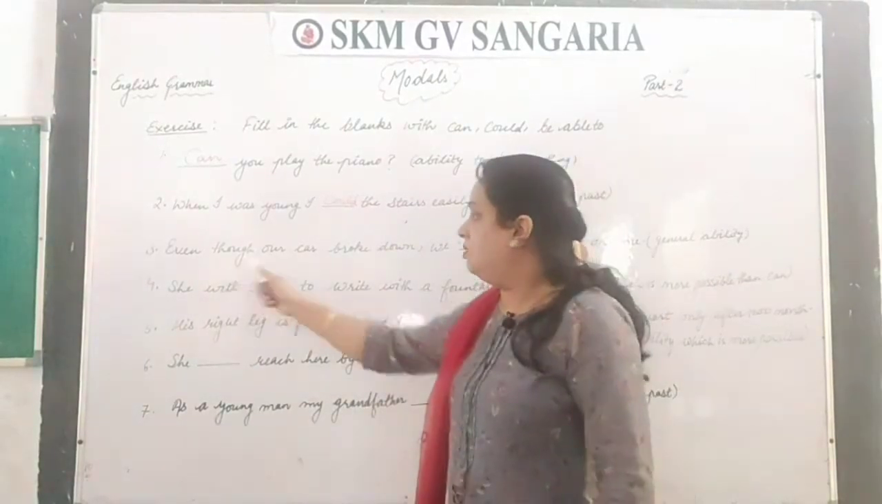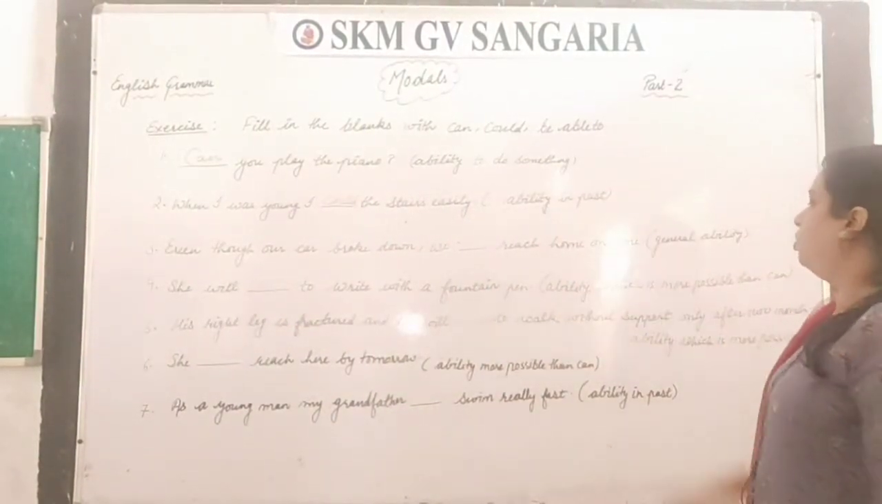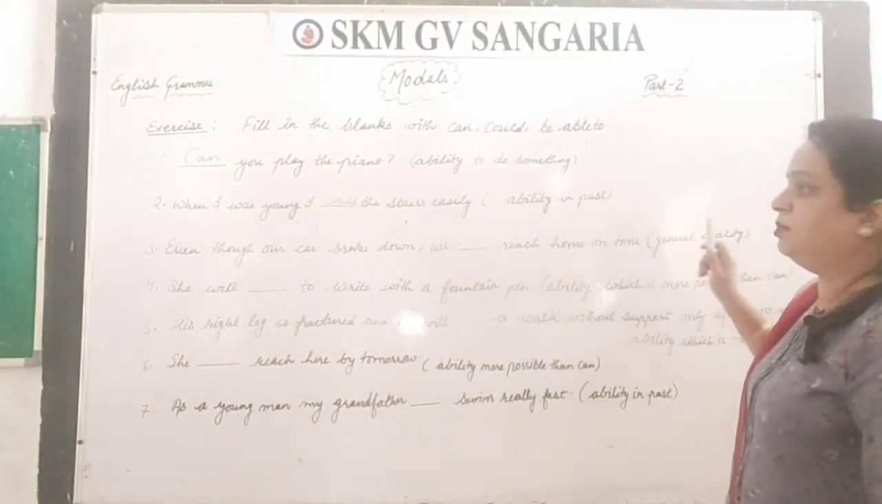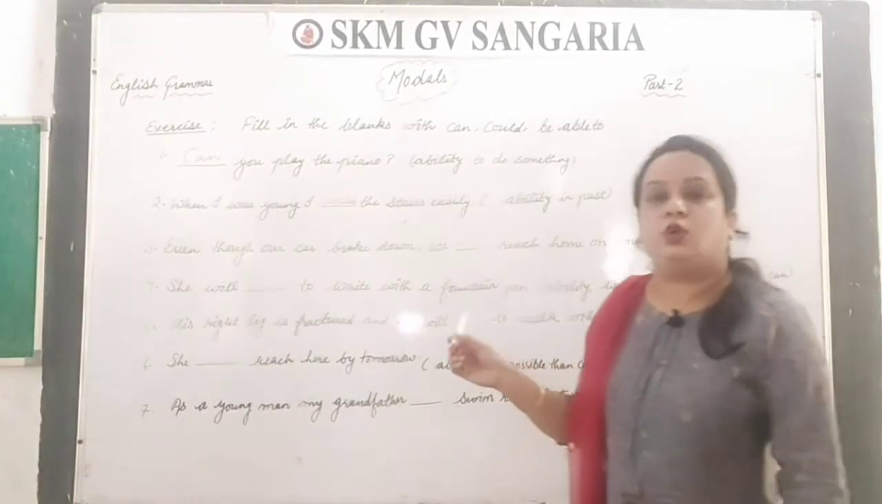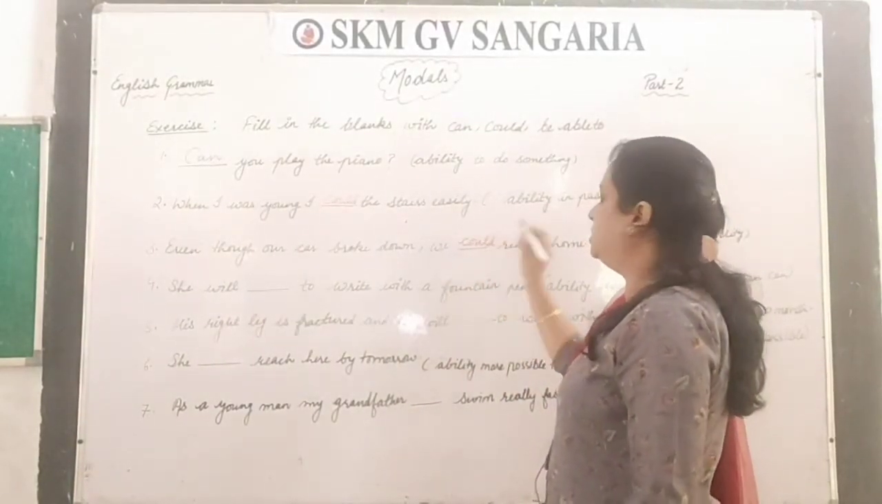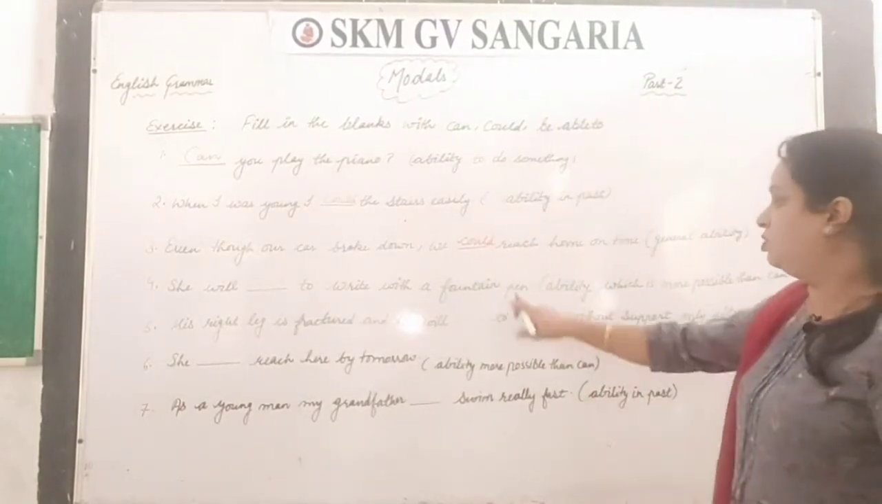C-O-U-L-D. Even though our car broke down, we dash reach home on time. Here we have general ability, and for general ability we have to fill in could. So that is could, C-O-U-L-D. Next is: she will dash to write with a fountain pen.